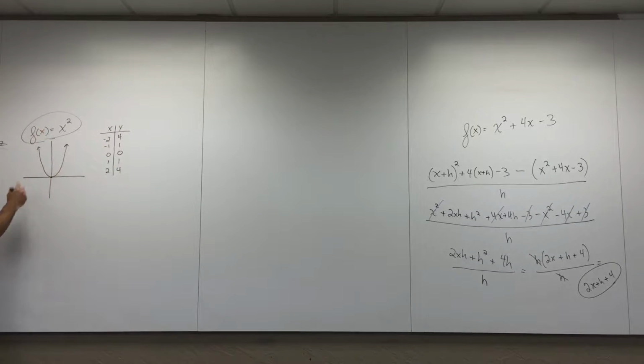I might have already done this with this guy. I just plotted these points. When x is -2, we're up here at 4. When x is -1, we're at 1. 0, 0, 1, 1, and 2, 4. Are you following me? And it has this curvy shape. It's a parabola.